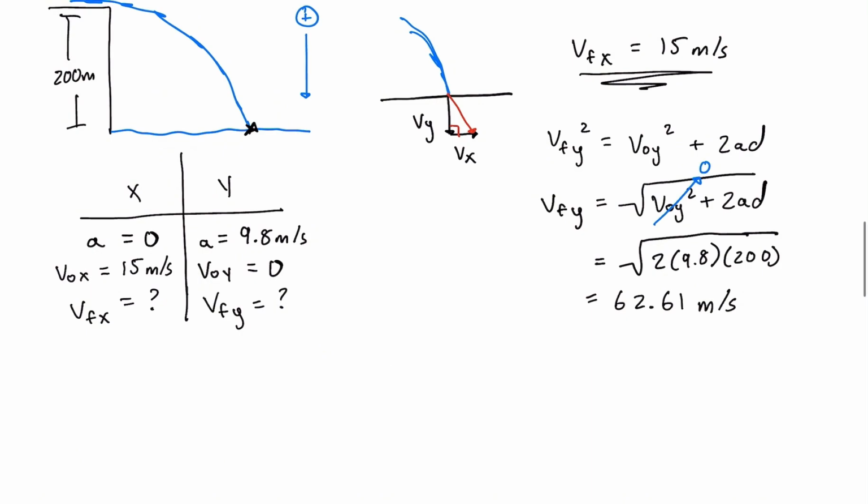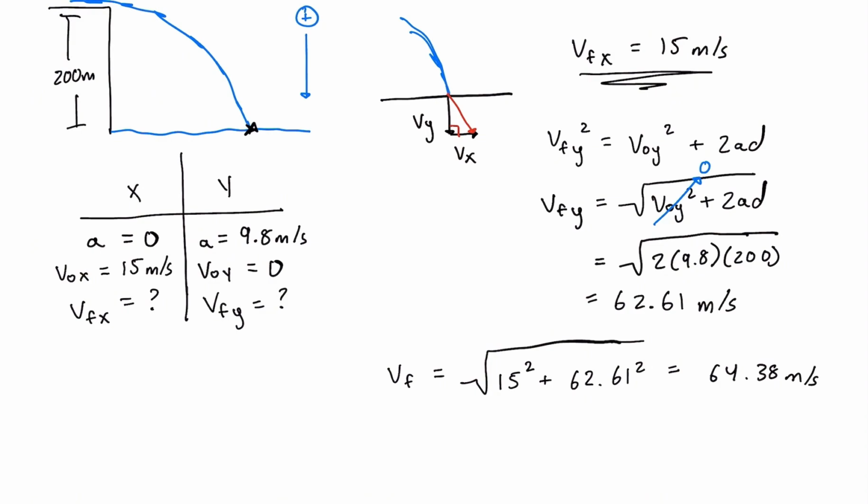Now if we plug that in for VF, we get the square root of 15 squared plus 62.61 squared, which is equal to 64.38 meters per second.